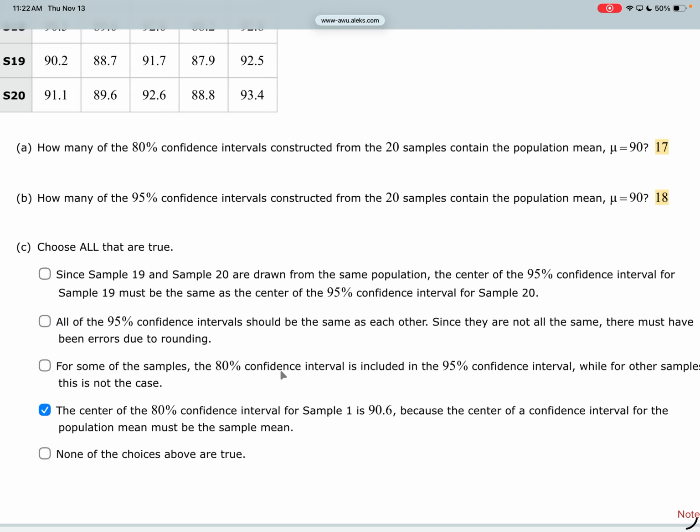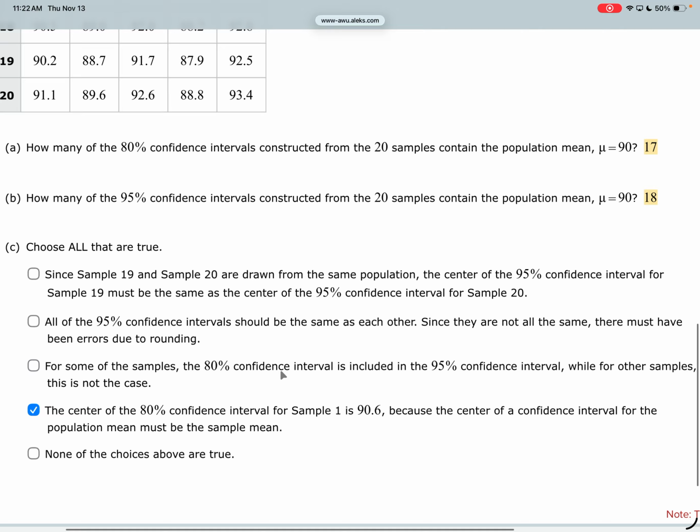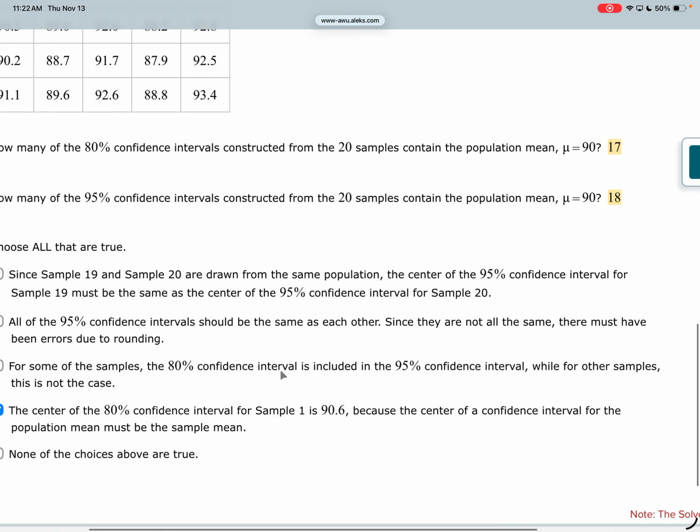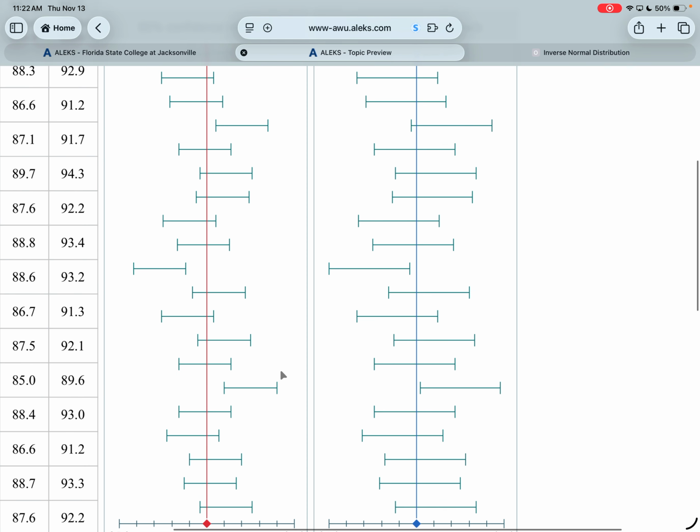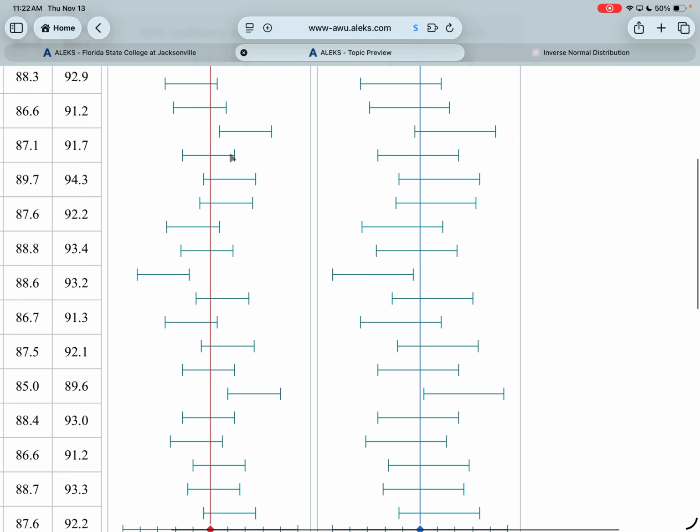For some of the samples, the 85% confidence interval is included in 95%, while others it is not. This is actually every single one of these fits inside of here. Okay, so this one would fit inside of this one. This one would fit inside of this one. This one would fit inside of this one. Because what I'm saying is, if I'm 80% confident, my interval is going to be like this. If I'm 95% confident, my interval is going to be like this. So it's based on the same center. The center does not change.